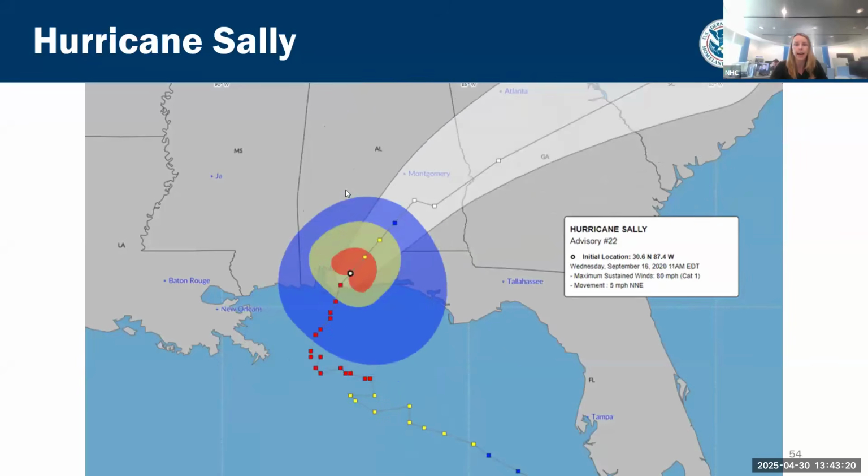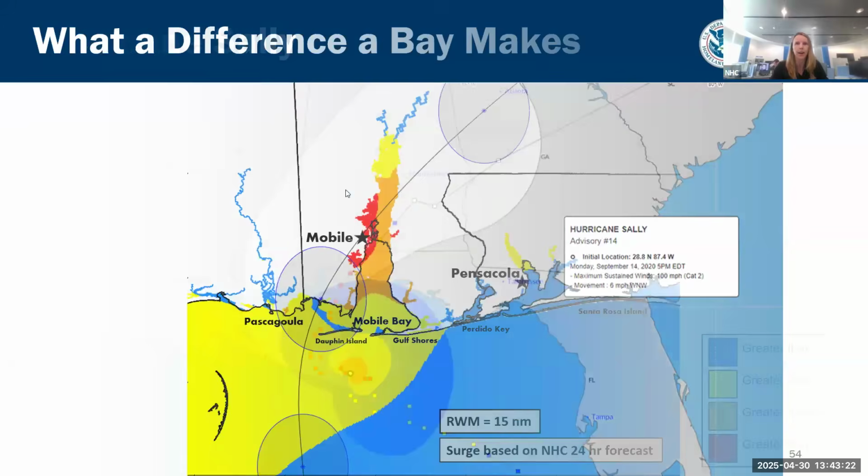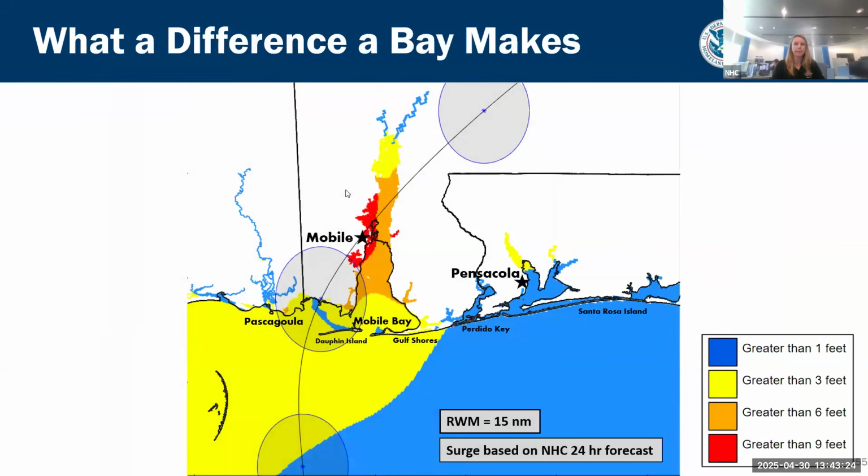So here with Hurricane Sally, I'm going to go to the next slide. About 24 hours prior to it making landfall, the forecast, that skinny black line, not thinking about the cone, but that line in the middle of the cone, was forecast to make landfall just west of Mobile Bay. And so you can see here that Sally was forecast to make landfall right here, west of the bay.